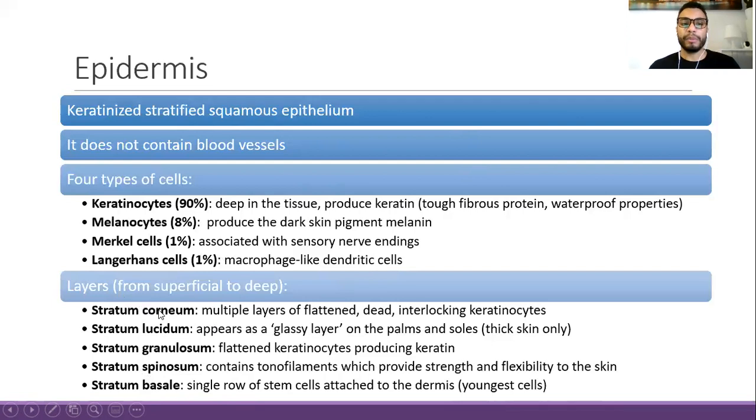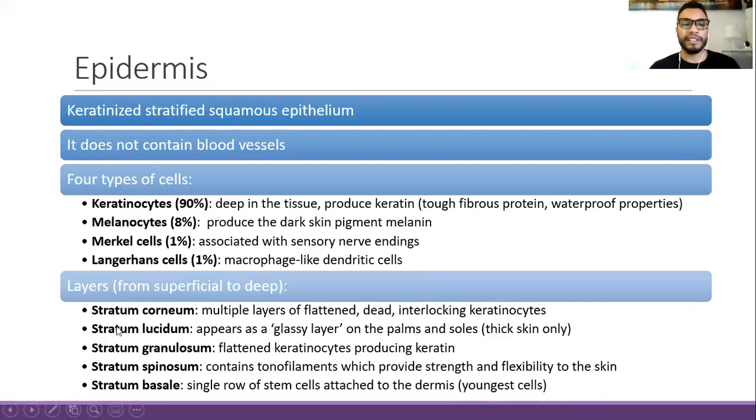The first layer, the most superficial layer, is stratum corneum. This layer has multiple layers of flattened, dead, and interlocking keratinocytes. So the keratinocytes are dead. They don't have nuclei, neither organelles. In the stratum corneum we mainly have dead cells. And our skin keeps brushing off these dead cells constantly.